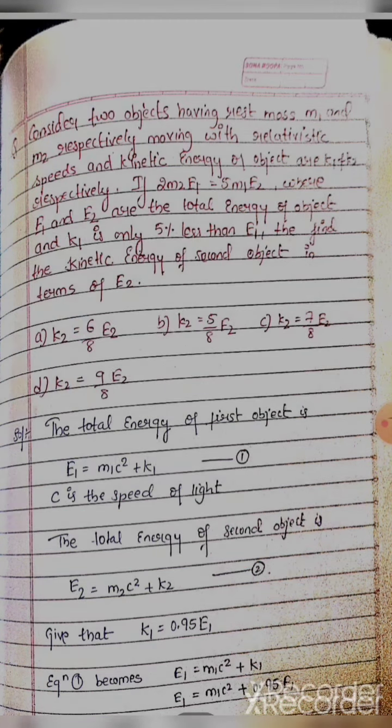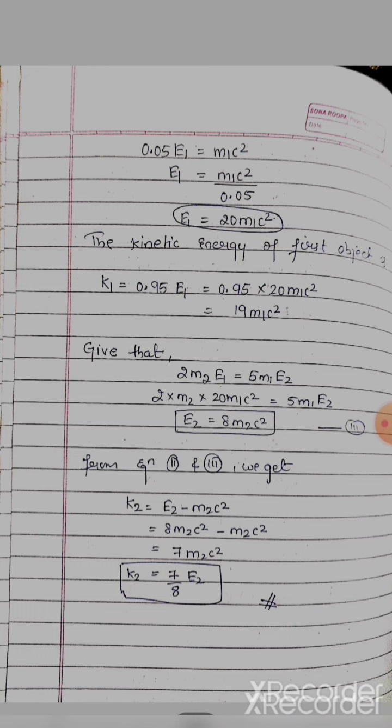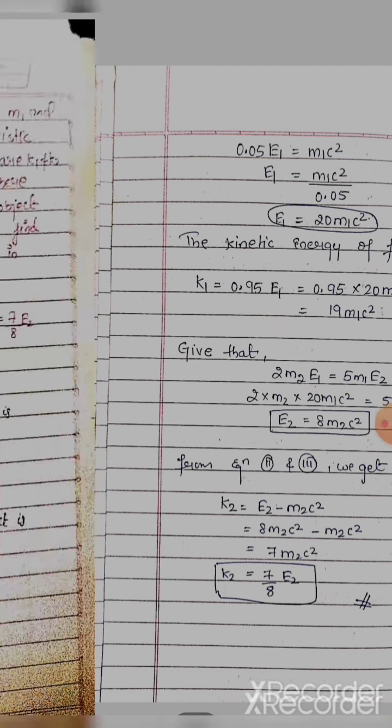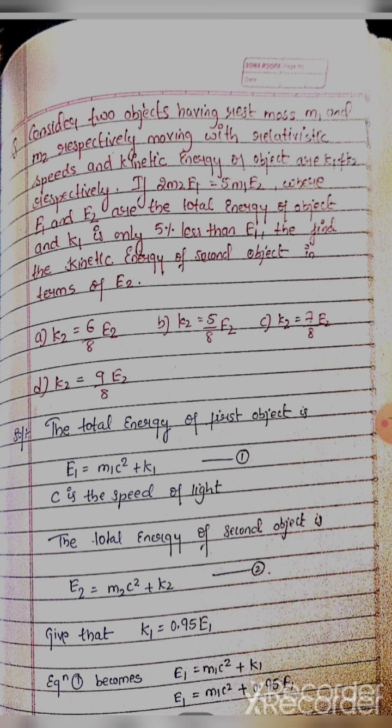Okay. Now simplify that, you will get the answer for E1, that is 20 m1 c square. After getting that answer, find the value of K1. When you substitute the value of E1 in the given K1 value, the value will be 19 m1 c square. For that, you can see here that in the question it's already mentioned that 2m2 E1 is equal to 5m1 E2.